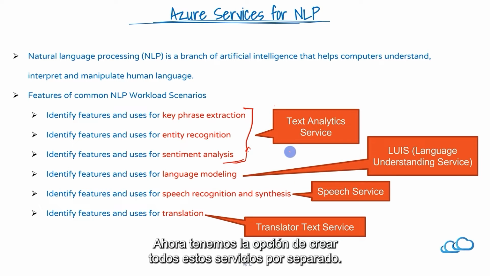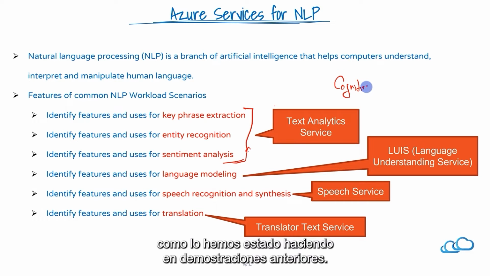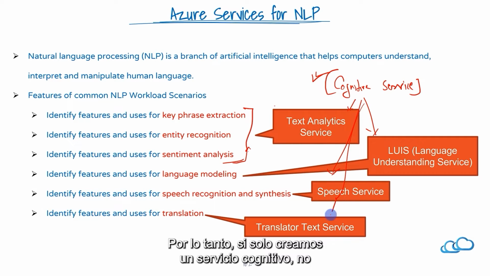Now, we have the option either to create all of these services separately. All these are separate services. We can create them individually, or we can create a cognitive service. As we have been doing in previous demos, using these services, we can actually implement all of these different features. So if we just create a cognitive service, we don't have to create all of these services individually.